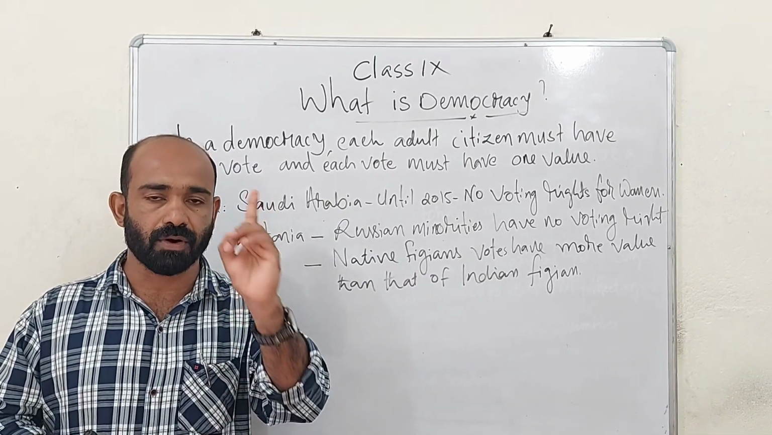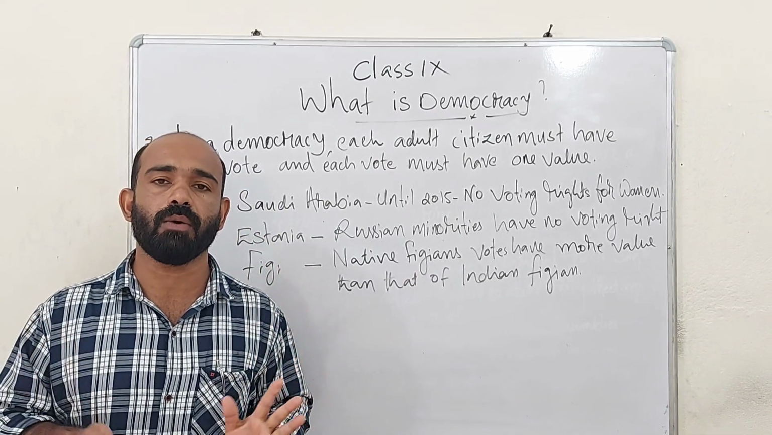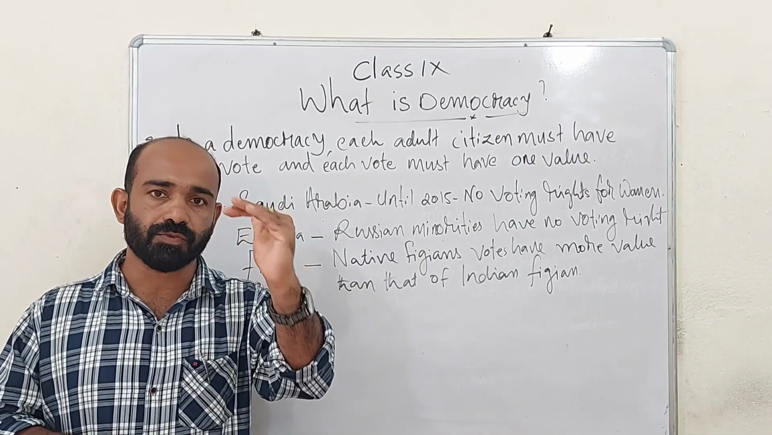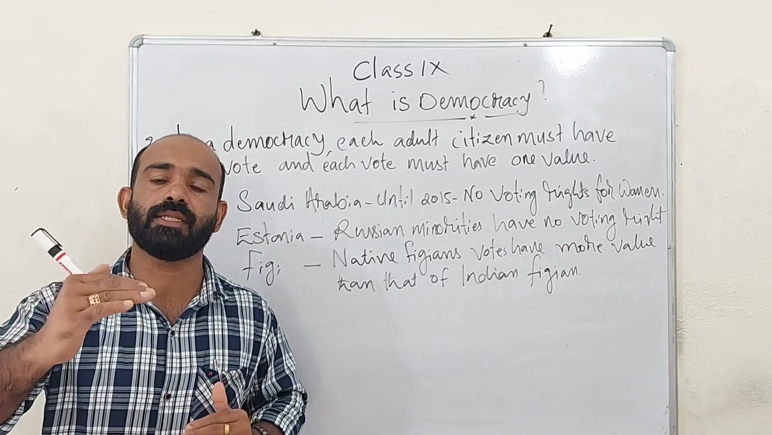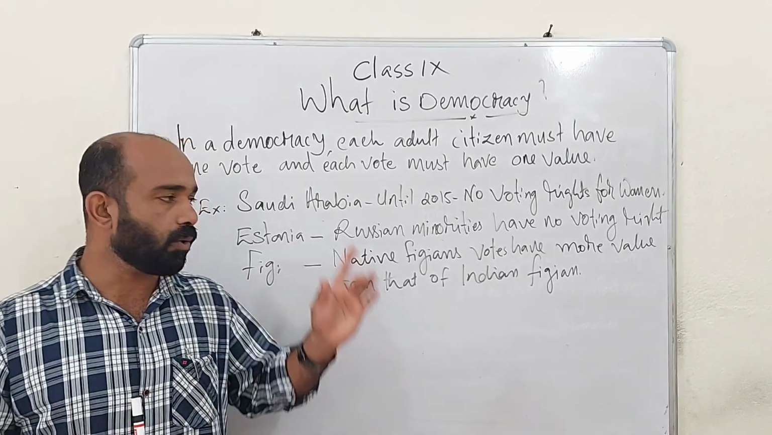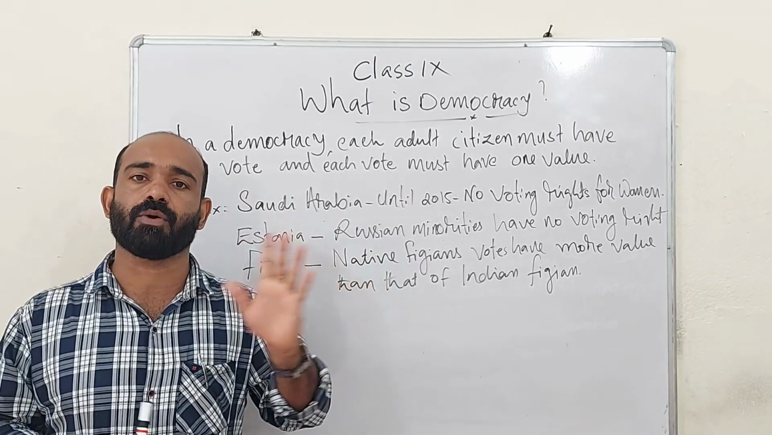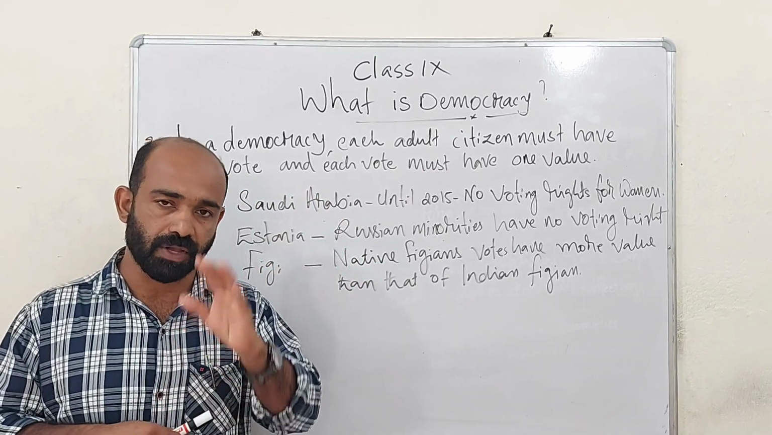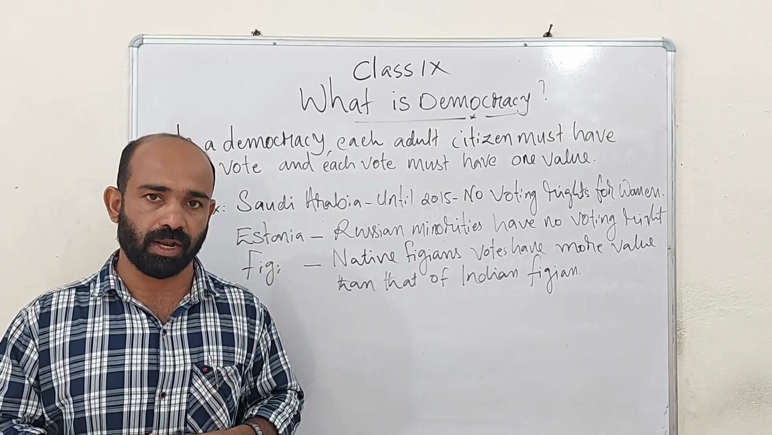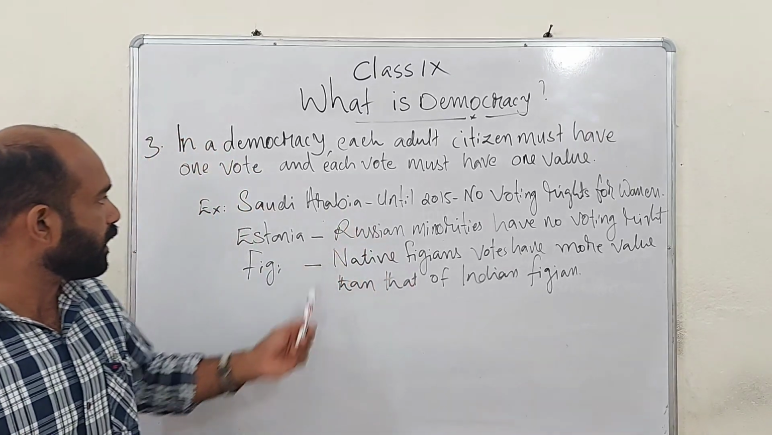And everyone's vote should have the same value. No one's vote should have more value than others. Everyone's vote should have the same value. Then only a country can be called a real democratic nation. If that feature exists, only then can that country be called a real democratic nation. So let's see three examples.